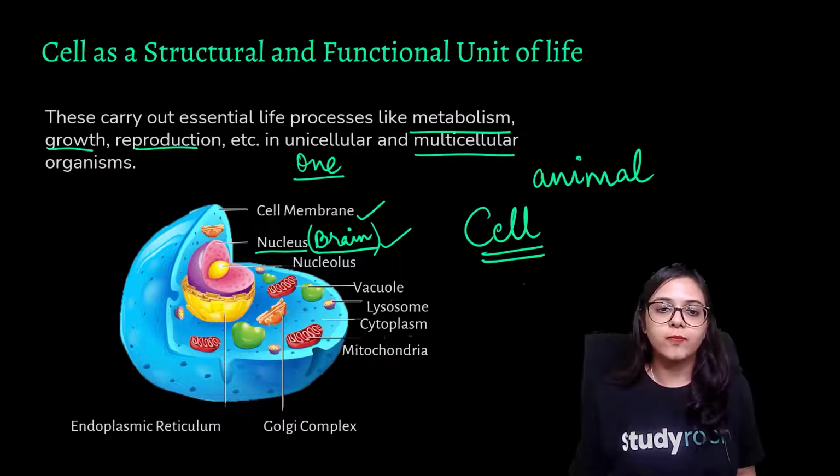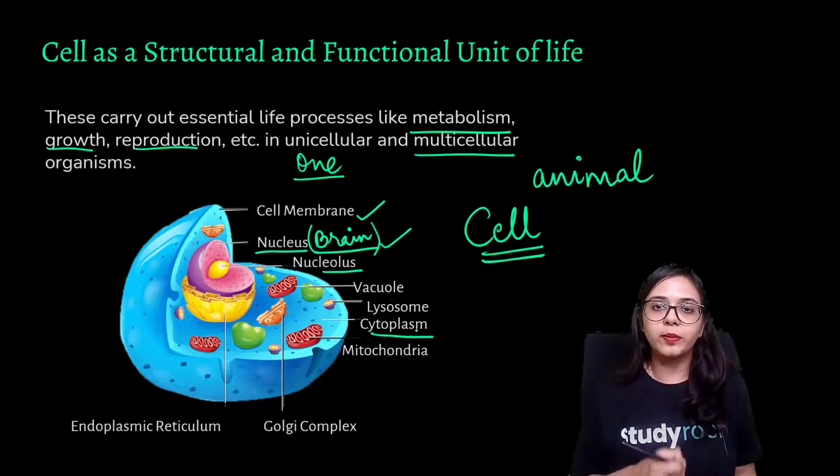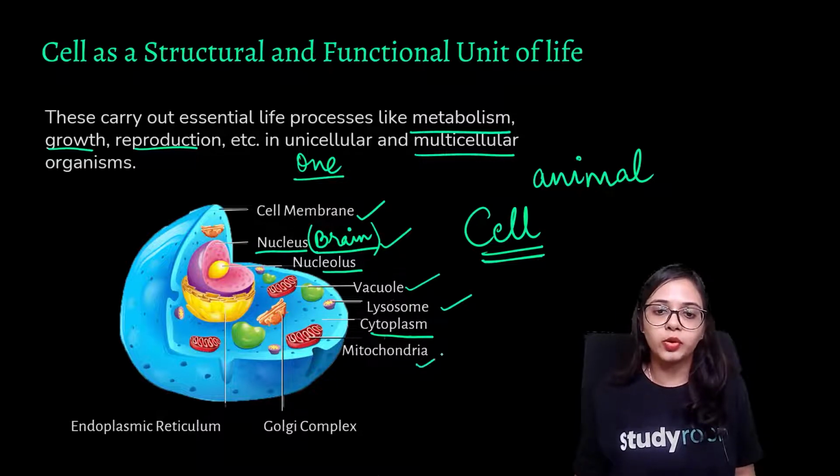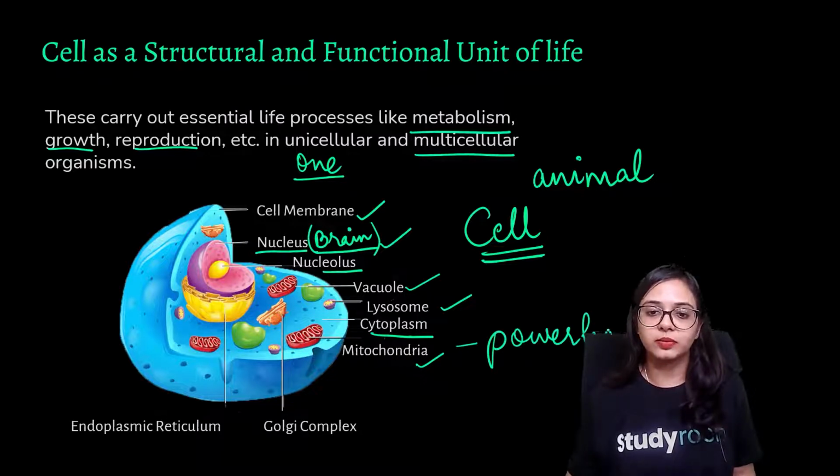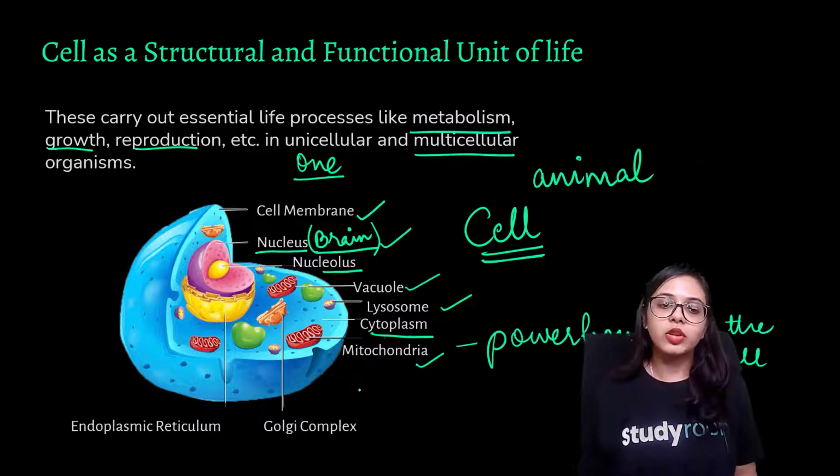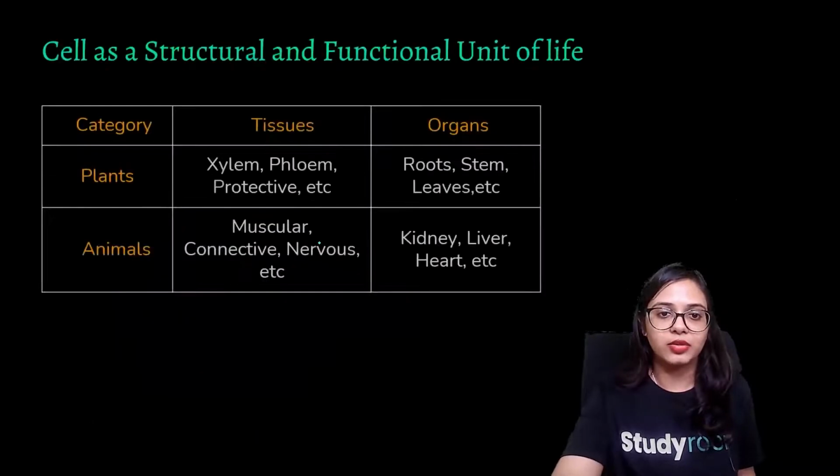Inside the nucleus, we have a spherical structure, that is the nucleolus. The cytoplasm is that fluid matrix of the cell. We have other entities like vacuole, there is lysosome, there is mitochondria, which you must have heard of, famously known as the powerhouse of the cell. And then we have the Golgi complex, which we also call the Golgi apparatus. We'll be learning all about this, so let's get on with it one by one.